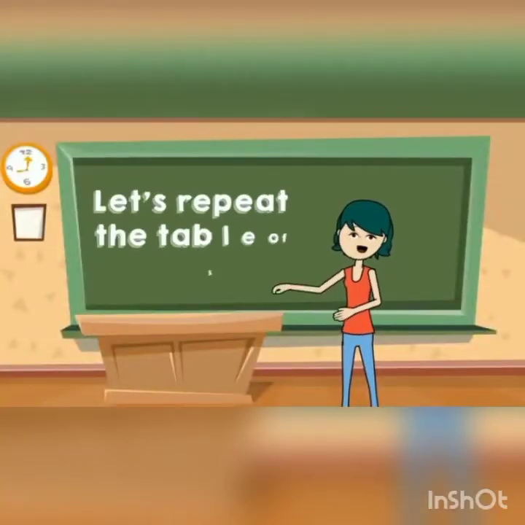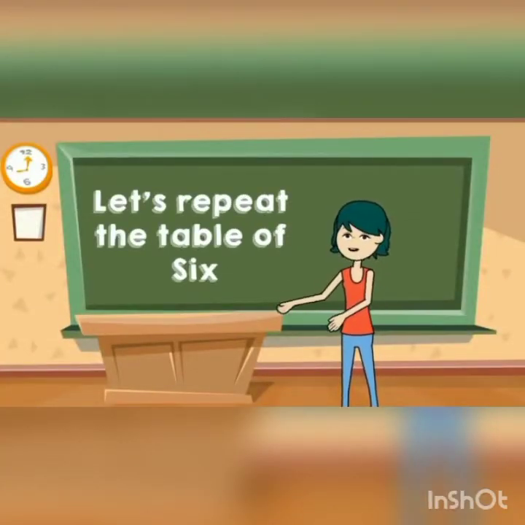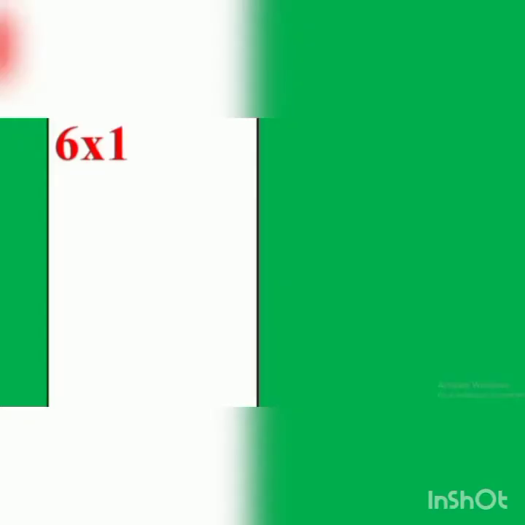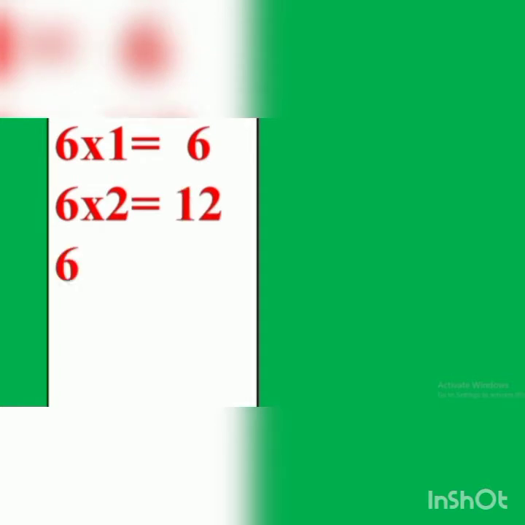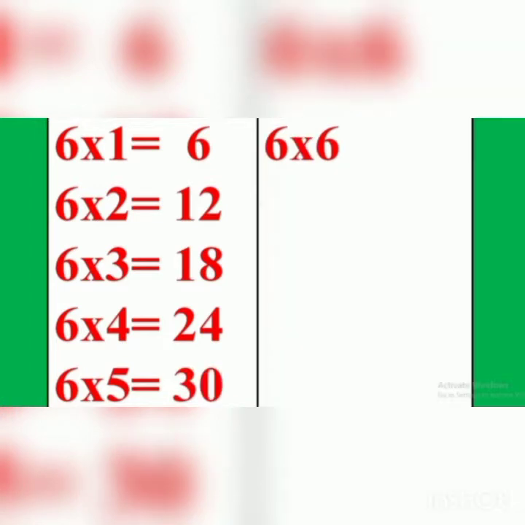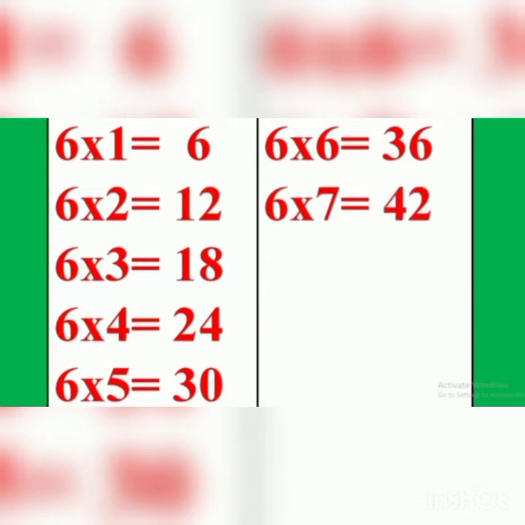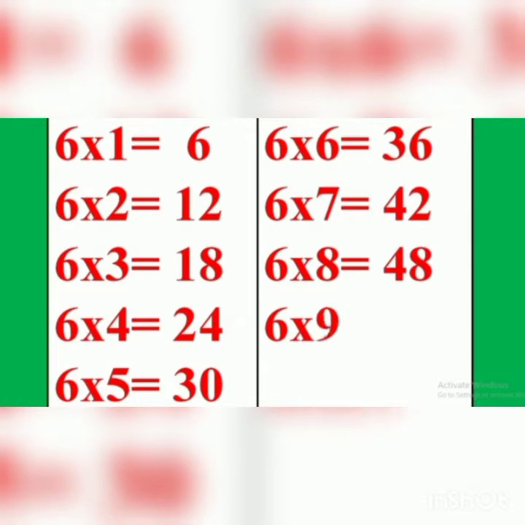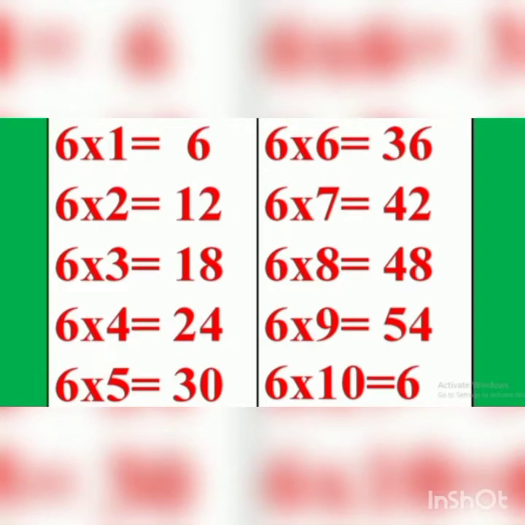Let's repeat the table of 6 once again. 6 1s are 6. 6 2s are 12. 6 3s are 18. 6 4s are 24. 6 5s are 30. 6 6s are 36. 6 7s are 42. 6 8s are 48. 6 9s are 54. 6 10s are 60.